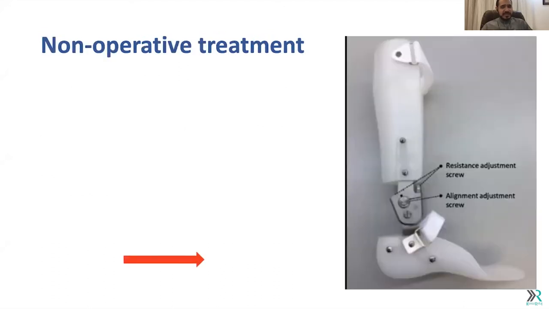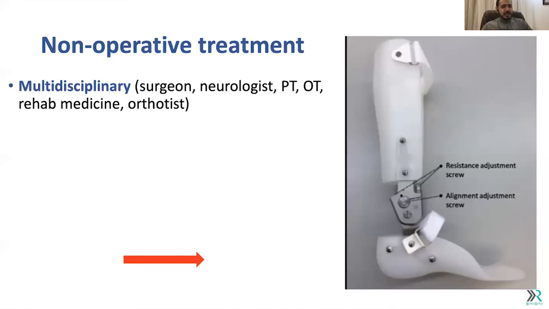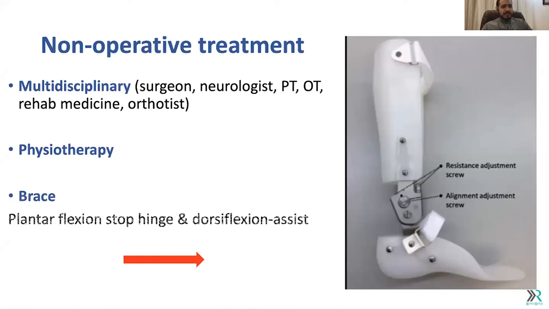Ms. Shahad has covered this already, but just to reemphasize, non-operative treatment for these patients is usually multidisciplinary: a spine surgeon, the neurosurgeon, or peripheral nerve surgeon, or the orthopedic foot and ankle surgeon. There's usually a neurologist involved, a physiotherapist, occupational therapy, rehab medicine, and an orthotist. Physiotherapy has a great role in the beginning to provide range of motion exercises to keep the joint supple and prevent deformity. The brace we mentioned is mostly an ankle AFO brace, which provides a plantar flexion stop hinge and assists in dorsiflexion.